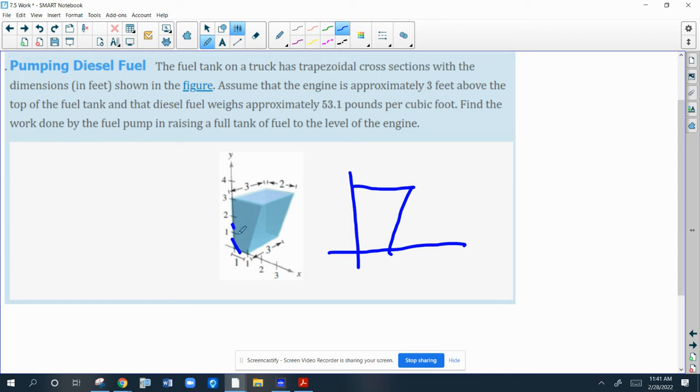So this part, because I'm going to need that to get the equation of these lines. So first of all, that's 1 comma 0. According to this diagram, this is 2 across, so this would be 2 comma... how high is the tank? Oh, it says 3 here, so 2 comma 3.